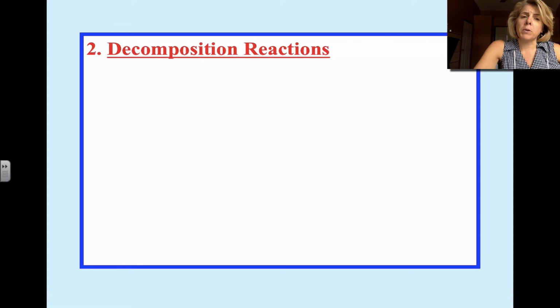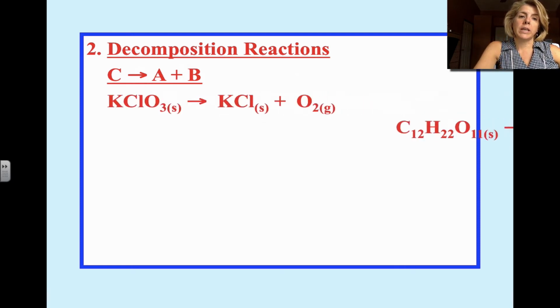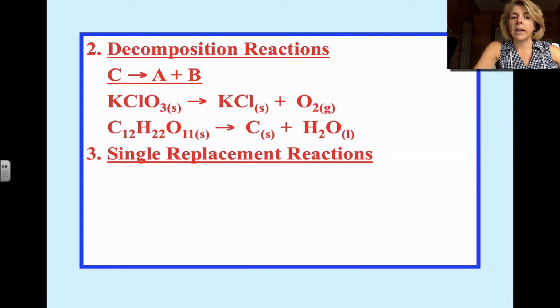The next type is what we call decomposition. This is actually the inverse of composition reactions. So instead of having multiple reactants, we only have one reactant, and that one reactant will be on the left. Notice that there's two or more products. So with a decomposition reaction, we're essentially taking one reactant and making it into two or more products.